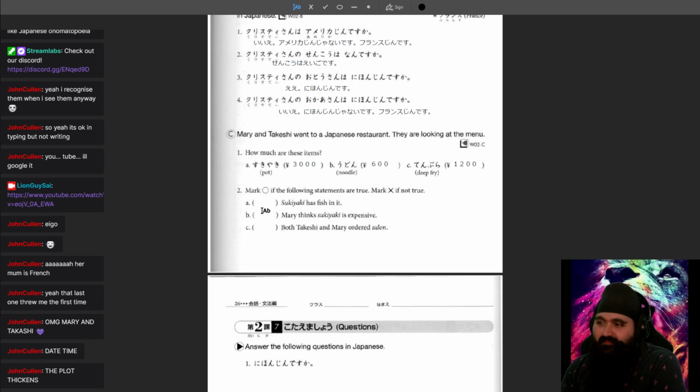Okay, so mark the maru if the statements are true. Mark batsu if it's not true. Batsu is X, maru is circle. Sukiyaki has fish in it. Is that true? No. It has meat. Mary thinks sukiyaki is expensive. Yes, she does.